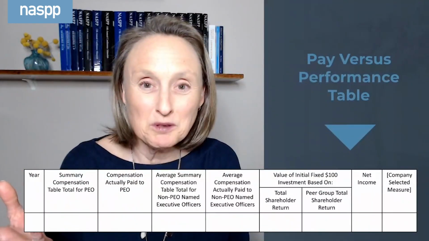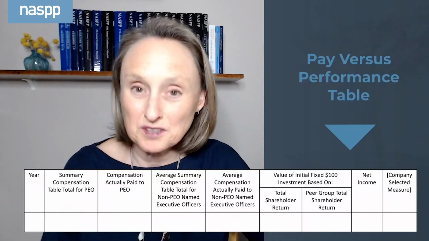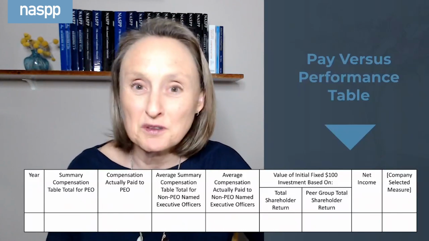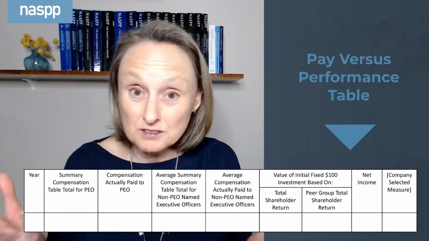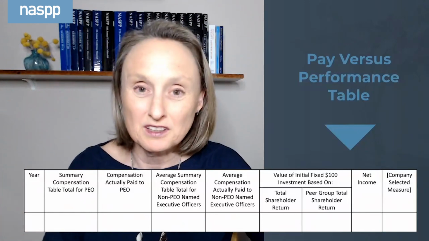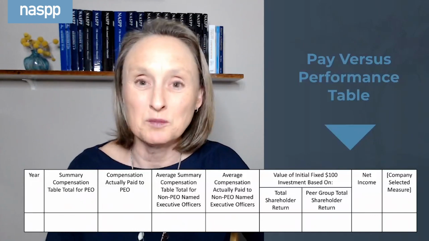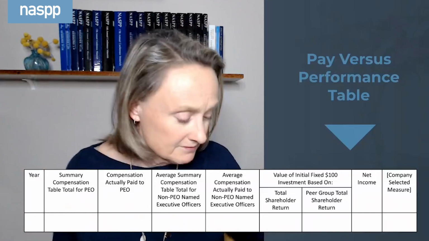This shows what the table looks like. You'll take total compensation as reported in your summary compensation table. You'll take that for your CEO and then the average for your other named executive officers. And then you'll compare that to the compensation actually paid to those individuals during the year. And then you'll compare that to up to 3 different performance measurements for the company. This seems pretty straightforward. What's to know about it?